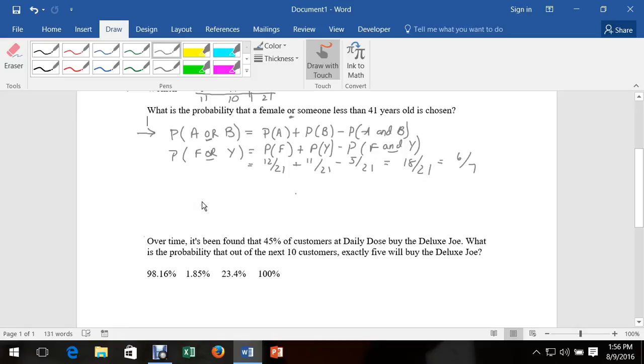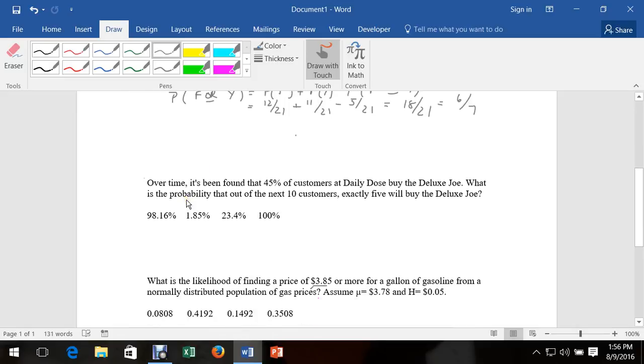Okay, let's go on to the next one. This next one is a binomial probability problem. We know it's binomial because it has the required terms of n, p, and x. N is the number of trials. Read it. We found that 45% of customers buy the Deluxe Joe. What's the probability that out of the next 10 customers, exactly 5 will buy the Deluxe Joe?